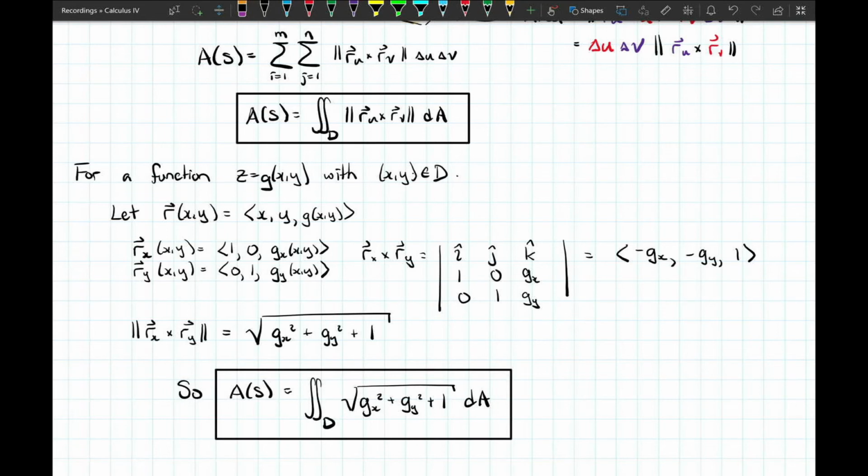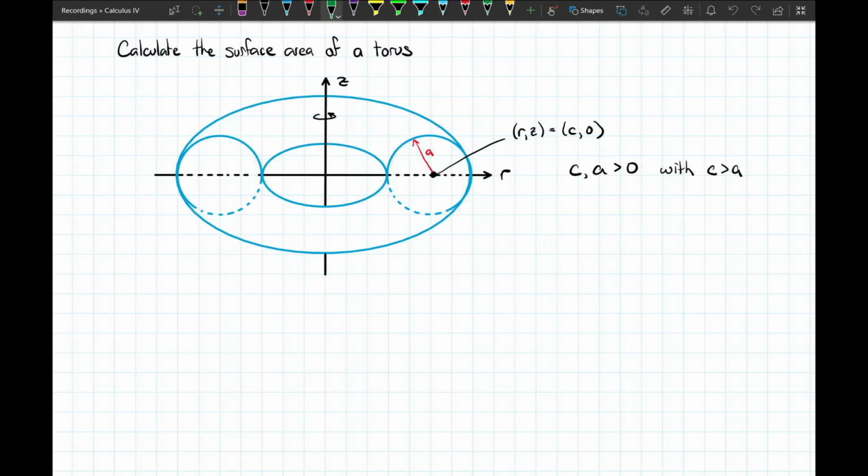All right, now that we know how to find the surface area of a parametric surface or a function, let's try an example. In this example, let's see if we can find the surface area of a torus, or in other words, basically a donut. Now, if we want to make a donut, we have to start off with some kind of circle that we're then going to revolve around the z-axis.